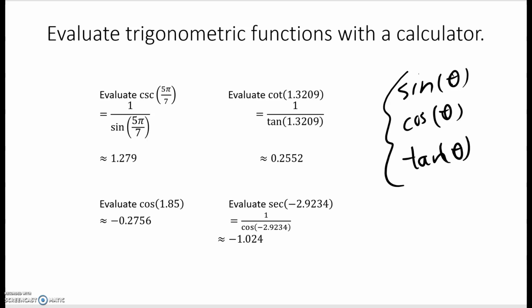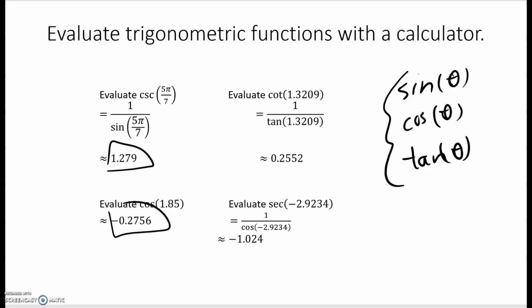Now what you should get is roughly 1.279. And I say roughly because I've not listed all the numbers. I've cut it off after 9. Next, cosecant of 1.85. Now notice I don't have a degree symbol here, so again I need to be in radians. Now I do have cosine, so all I have to do is make sure my mode is in radians, and then hit 1.85 and then cosine, or cosine and then 1.85 depending on the calculator. But you should get negative 0.2756.